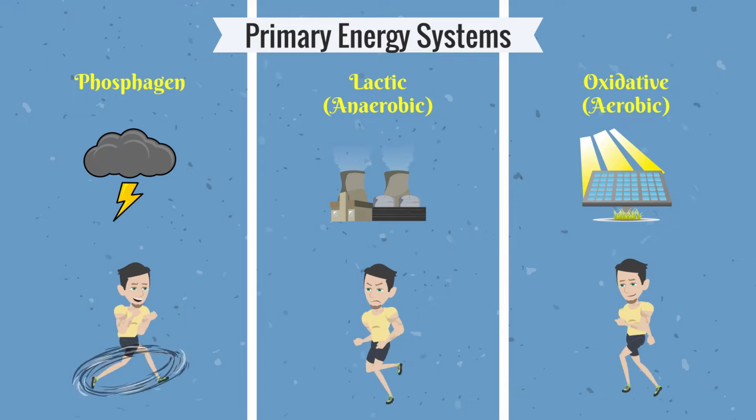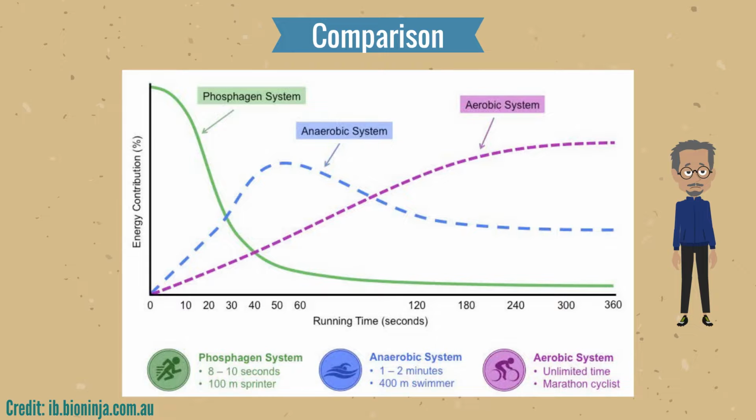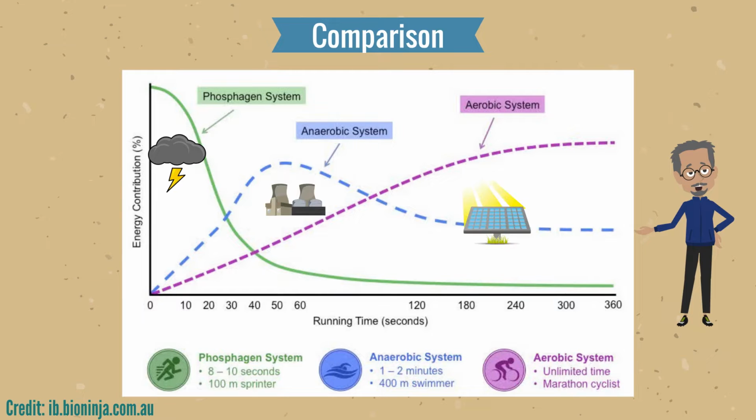To recap, these are the three primary systems that supply energy for physical activities of our body. And this is the comparison of the ATP synthesis rate and amount among the three systems.